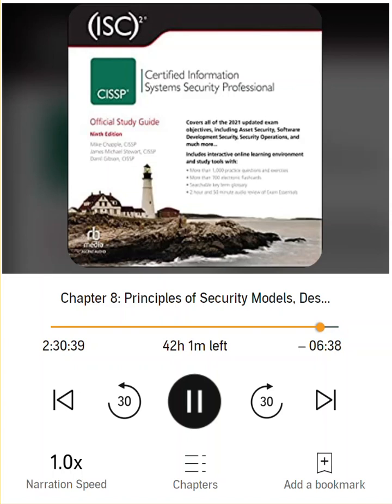16. The BIBA model was designed after the Bell LaPadula model. Whereas the Bell LaPadula model addresses confidentiality, the BIBA model addresses integrity. The BIBA model is also built on a state-machine concept, is based on information flow, and is a multi-level model.